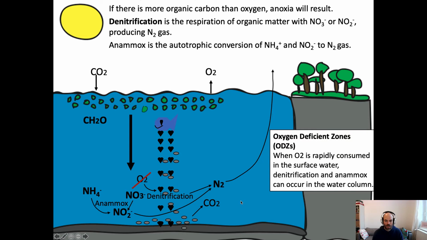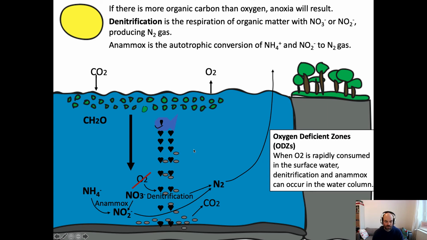Okay? But there are places where you do consume the organic matter fast enough that it's faster than diffusion, and you can get local regions of anoxia where the oxygen has run out. And we call those places oxygen deficient zones. That's a fairly self-explanatory term. You have zones where the oxygen is deficient.